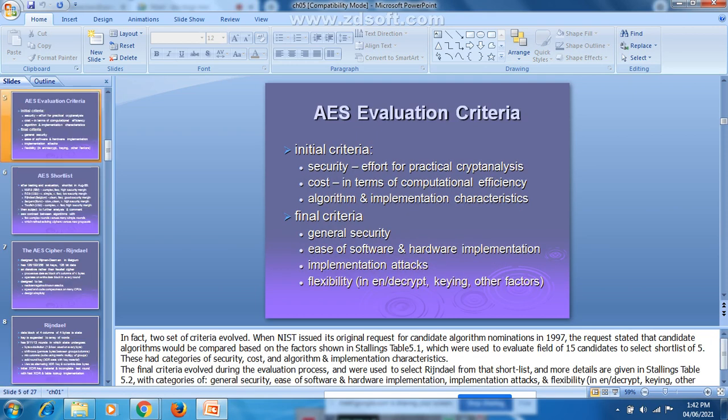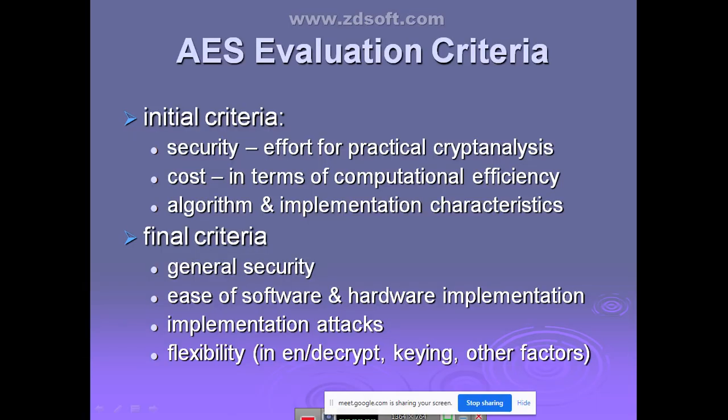Then next we will see the AES evaluation criteria. Whenever I told that, with respect to the AES, when it evolved, they took some criteria. In the initial criteria, they concentrated on security, cost, and the algorithm and implementation characteristics. Whenever the AES evolved from triple DES and DES, at that time they considered all of these characteristics.